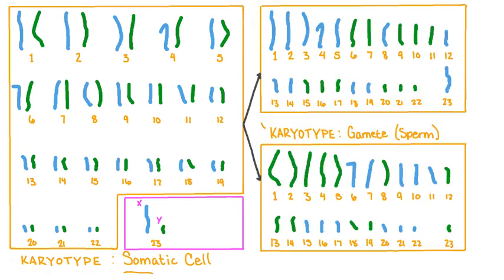These drawings show the karyotypes of two gametes produced by this same individual. A gamete is a reproductive cell, sperm in males, and eggs or ova in females. Since our example human is male, the gametes that they produce will be sperm. What differences do you notice between the chromosomes of the somatic cell and the chromosomes of the gametes?